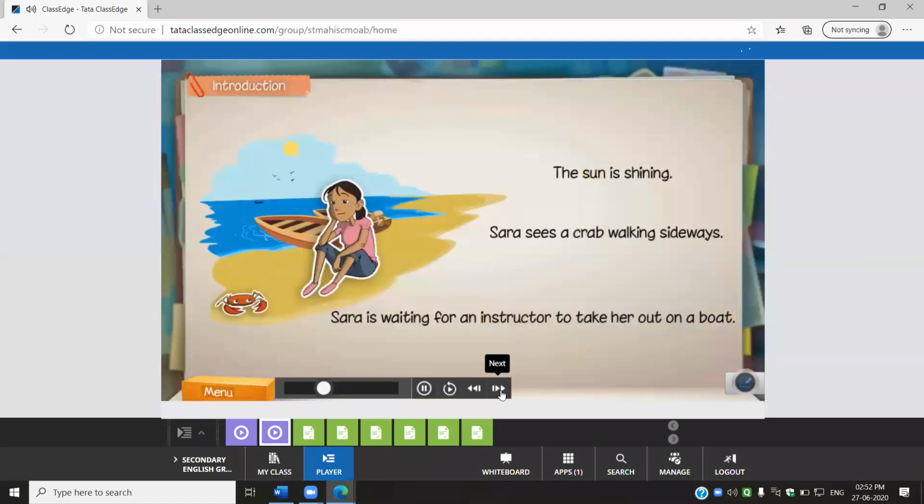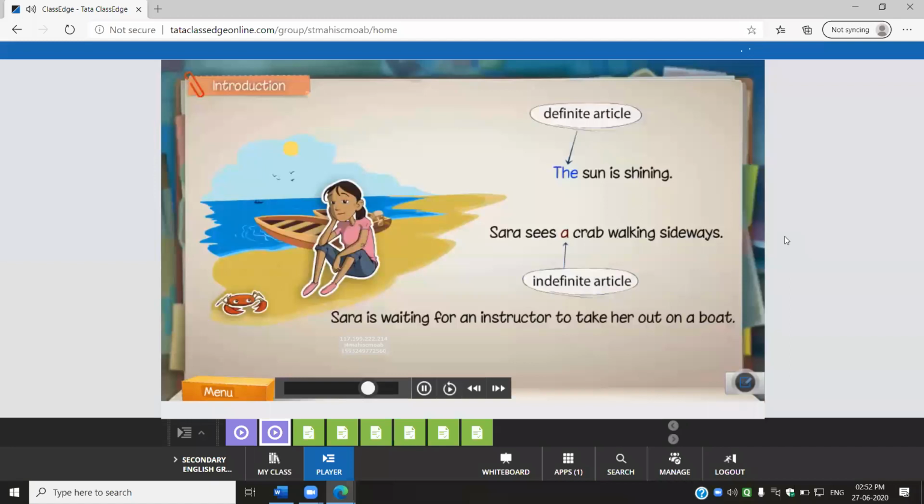In the first sentence, the article the is used. This shows that a particular sun is being referred to, the only sun in the sky. So the article the is a definite article. In the next sentence, the article a is used. This shows that the crab is not a specific crab. We do not know which crab is being referred to. So the article a is an indefinite article.